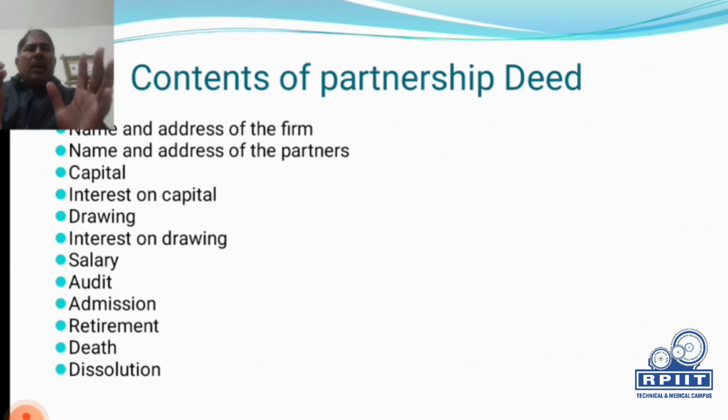How much amount for personal purpose is to be withdrawn by partners from the partnership must be written in the partnership deed, and the rate of interest on drawing must be written in the partnership deed. How much salary is to be provided to the partners must be written in the partnership deed. All these contents must be written in the partnership deed.